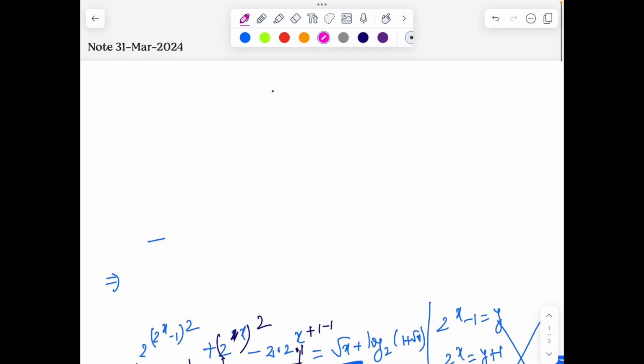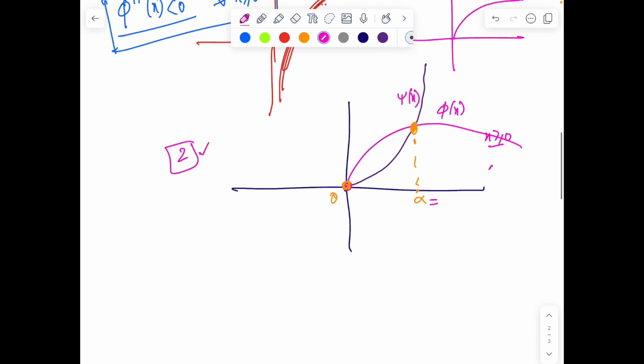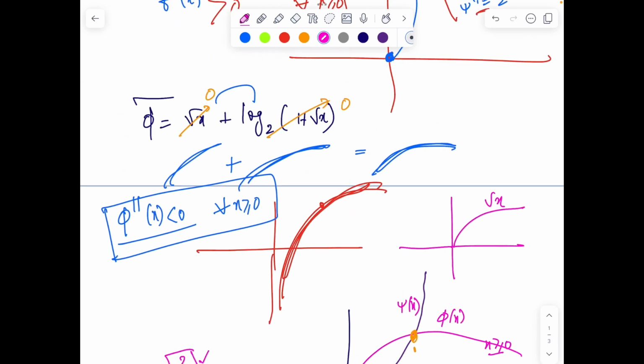In fact, you can find the value of alpha here, because in the original equation you can see x equals 1 is also working. So the only solutions of this equation are 0 and 1. I hope you understood how to approach the question, not only based on the first derivative, but also sometimes the second derivative test will be helpful to understand the game.